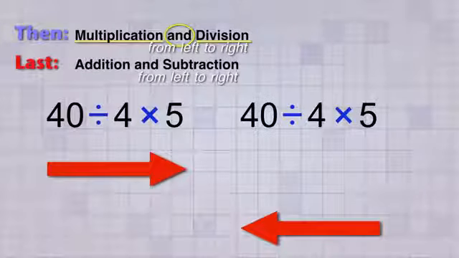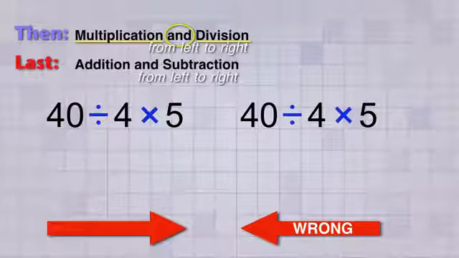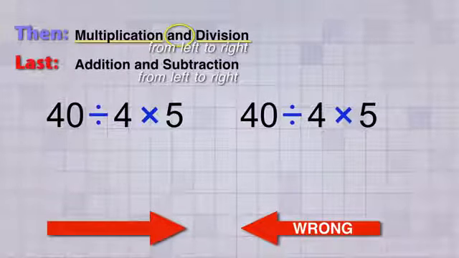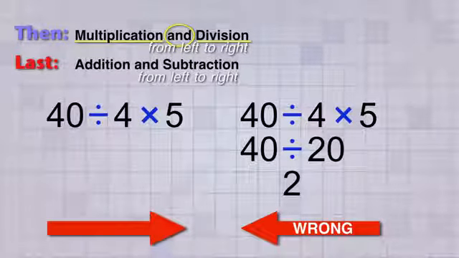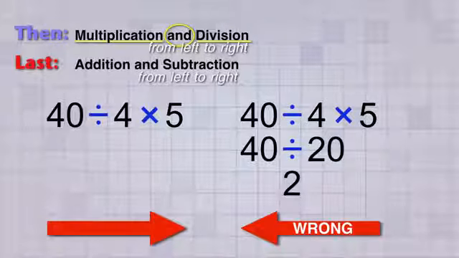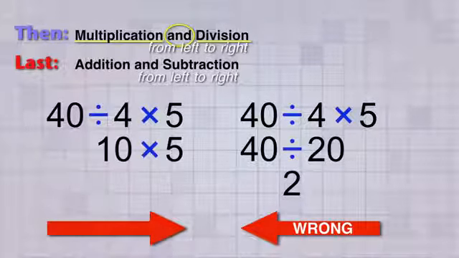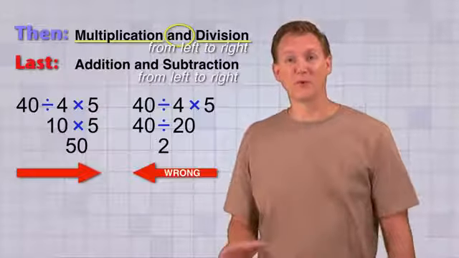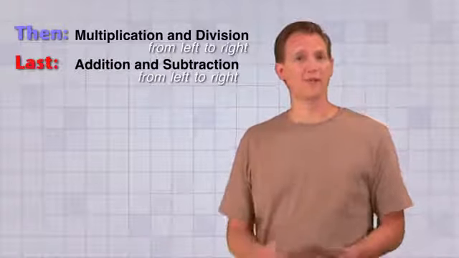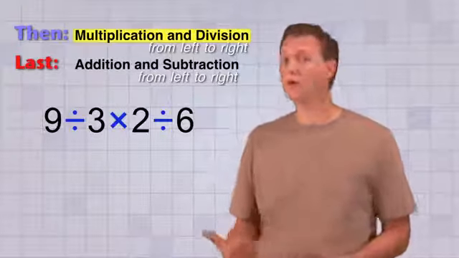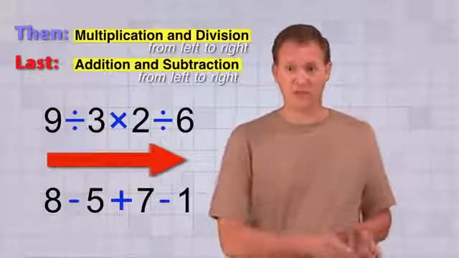to left. For example, in this problem, if you work from right to left the wrong way, you would do the 4 times 5 first and get 20. And then 40 divided by 20 equals 2. But if you go from left to right, you would do 40 divided by 4 first, which is 10. And then 10 times 5 equals 50. Wow, the direction we went made a big difference. So whenever you have a problem that has a mixture of multiplication and division, or a mixture of addition and subtraction, you know to do the operations in order from left to right.